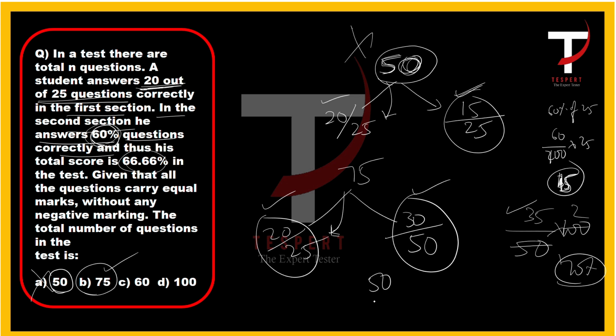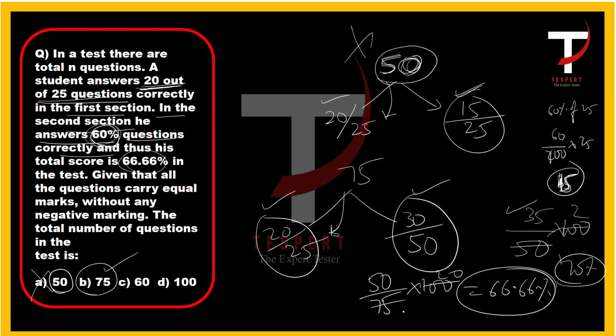So 50 by the total number of questions 75 into 100. Just calculate. Here we will get this is equal to 66.66%. Just calculate the percentage, right? So this is equal to 66.66%. So option B is correct, right?